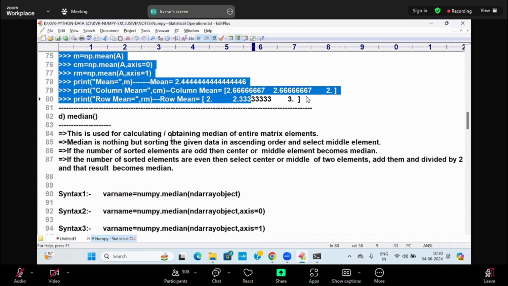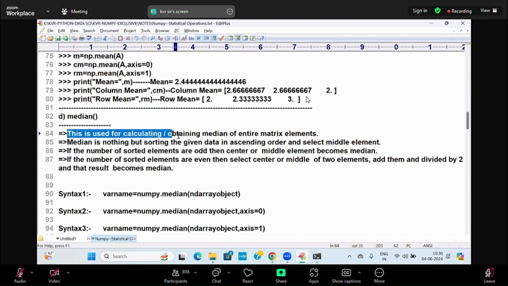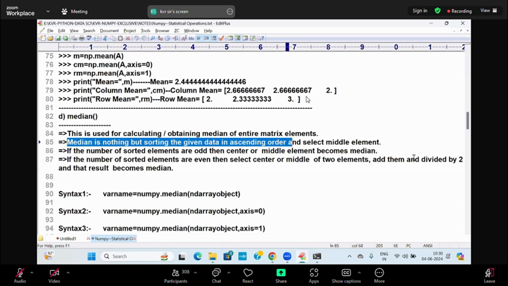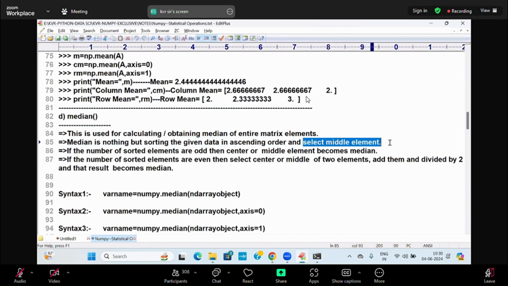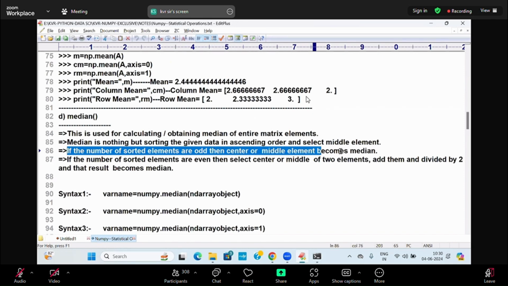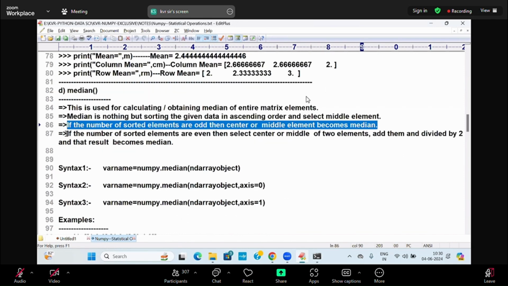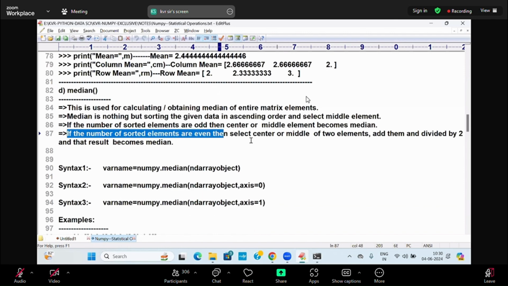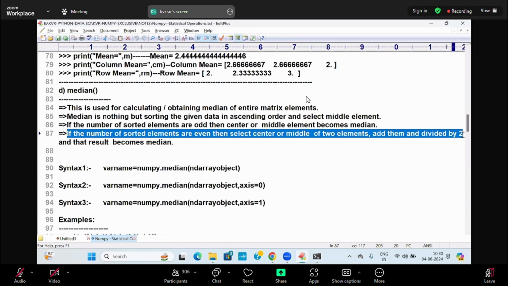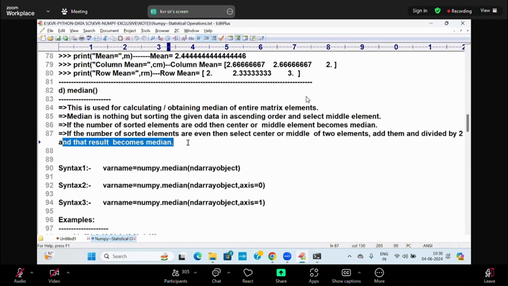Median, I mentioned, is very important. Used for obtaining the median of the entire matrix. Median is nothing but sorting the given data in ascending order and selecting the middle element. A difference comes depending on whether the number of elements is odd or even. If the number of elements is odd, the center or middle element becomes the median. If the number of sorted elements is even, then select the middle two elements, add them and divide by 2. And that result becomes the median.